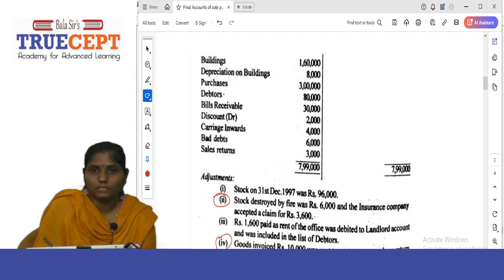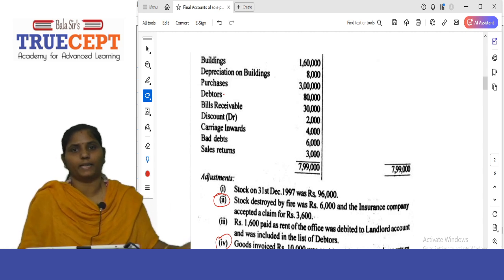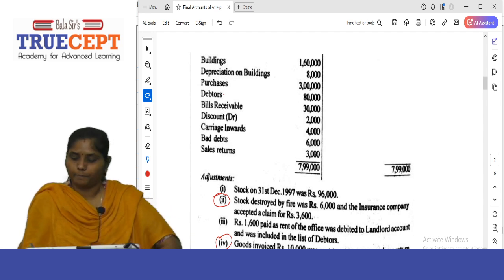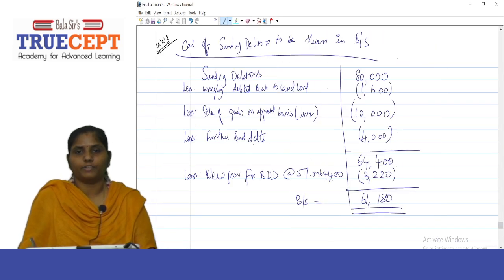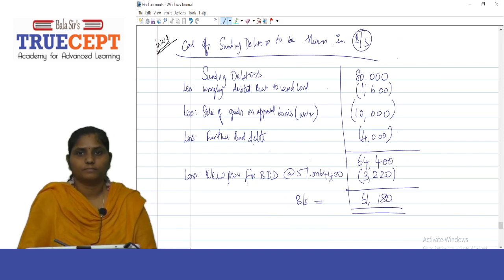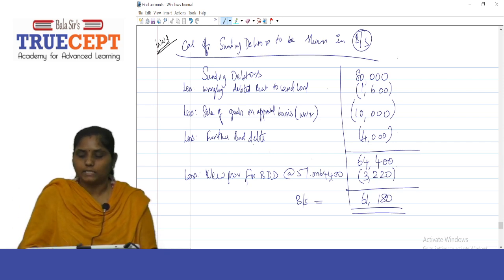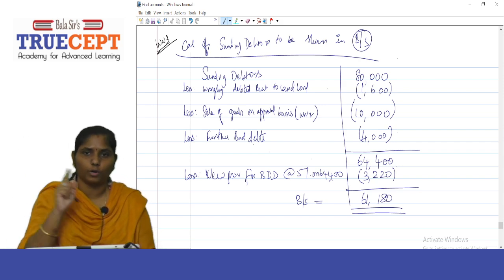Now debtors, since I already have a working note, I don't have to write 80,000 then add less and all. Remember in working note number 3, what we prepared? Just check your working note number 3. Calculation of debtors to be shown in the balance sheet. So you don't have to have a separate working inside the balance sheet. Just take 61,180 to the balance sheet directly. Refer to your working note.